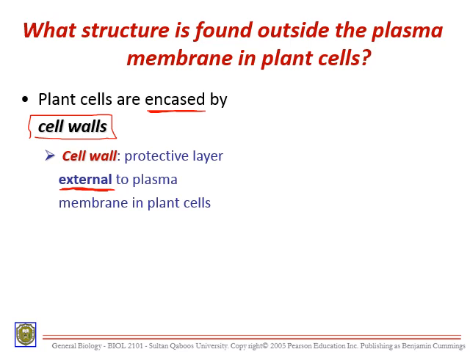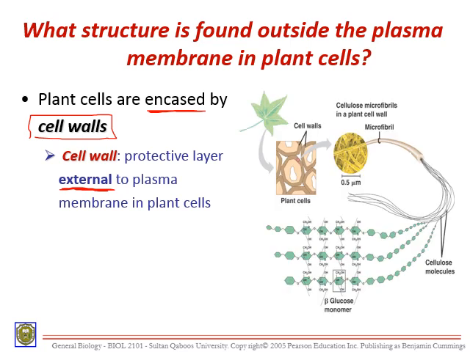Now, can you answer this question? Which cells other than plant cells also have a cell wall? I mentioned this in the first slide, and we said that bacteria have a cell wall and fungi also have a cell wall, but the components or the structure of the cell wall is different in each of these three organisms.